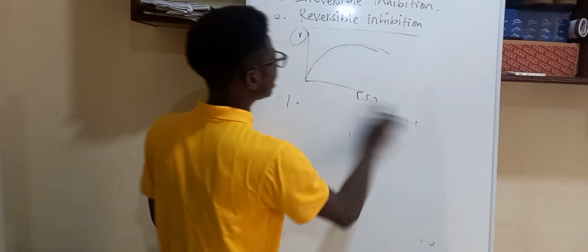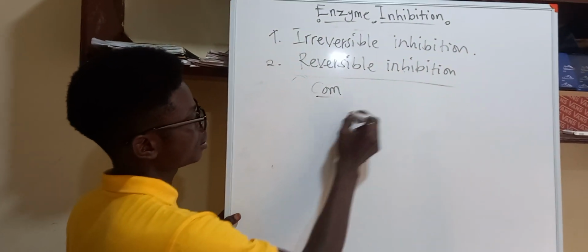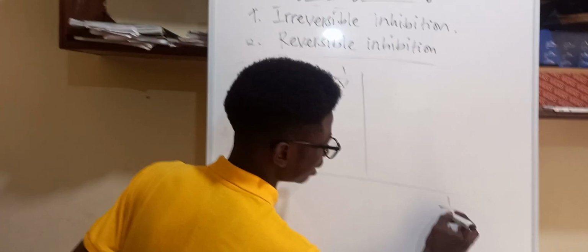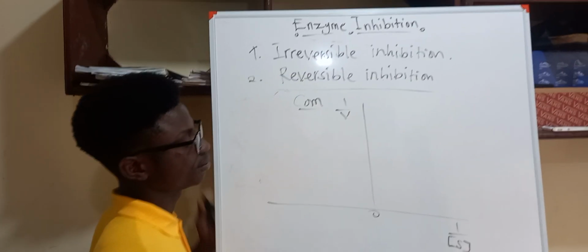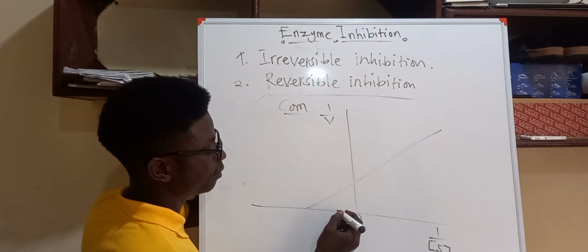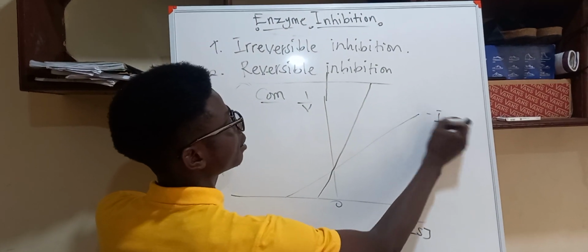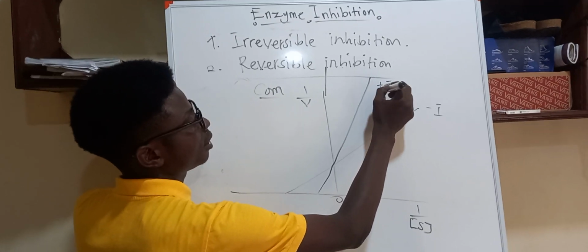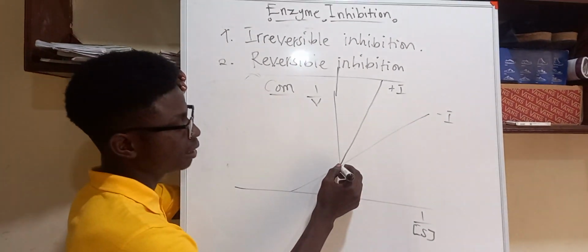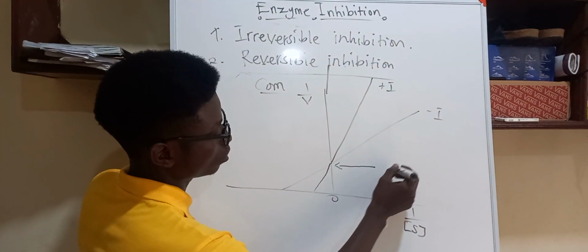So before we go to the uncompetitive inhibitor, let's look at the graph for the competitive. This is actually how it looks. We are taking the inverse of the rate, then the inverse of the substrate concentration. Here is 0. When there is no inhibitor, this is the line we get. When there is a competitive inhibitor, this is what we get. So this is minus I, meaning no inhibitor, and this is positive I, meaning there is a competitive inhibitor. So this is the graph for a competitive inhibitor. When you look here, you can see that they have the same y-intercept. So this here is equal to 1 over Vmax.